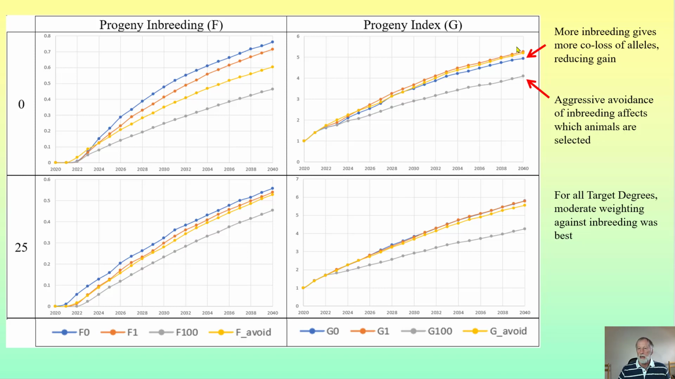goes down. The other policies are sufficiently moderate that we do not get so much change in which animals are selected. However, where we do have higher inbreeding, then there does seem to be an effect to reduce gain, and this may be an effect of reduced genetic diversity because of more co-loss of alleles. And that effect's not evident when you're controlling coancestry here at 25 degrees. So there is an improvement here for policies that have got a moderate weighting against inbreeding.